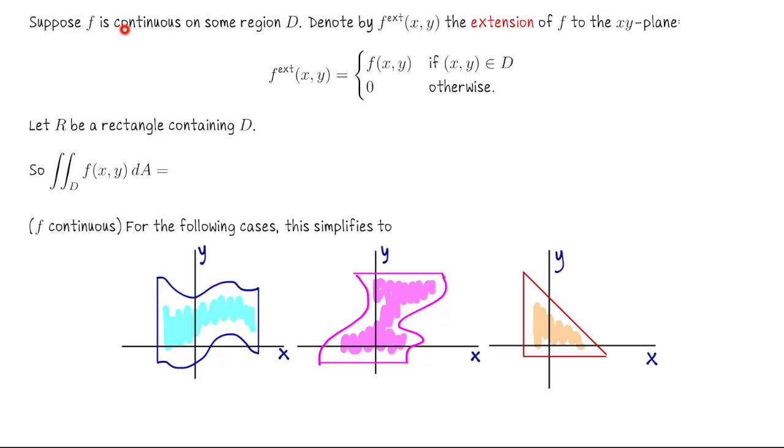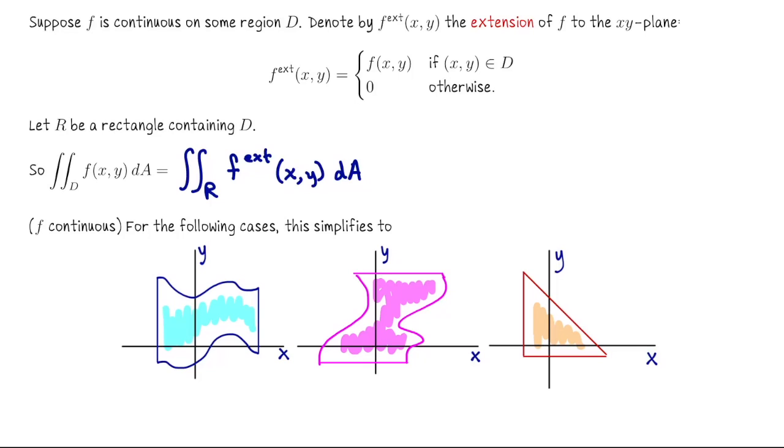So if we suppose that f is continuous on some region D, we extend f outside of D by saying it's the way it started if x and y belong to D, and it's 0 outside of the original domain D. Then technically the definition of the double integral of f over D, to make it precise with Riemann integration, it's the double integral over R of the extension of f dA.